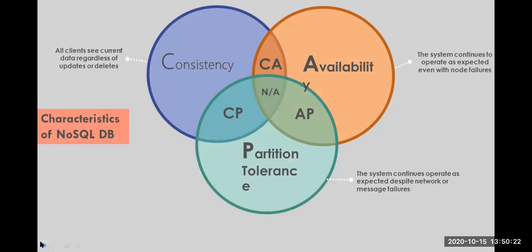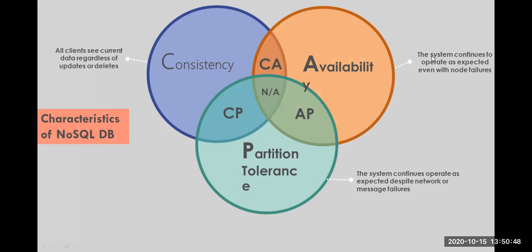Now, the characteristics of NoSQL databases. All clients see the current data regardless of updates or deletes. At a given moment, whatever the current data set is, that will be available to all clients, irrespective of what is actually being updated and what is being deleted. That is the consistency point.